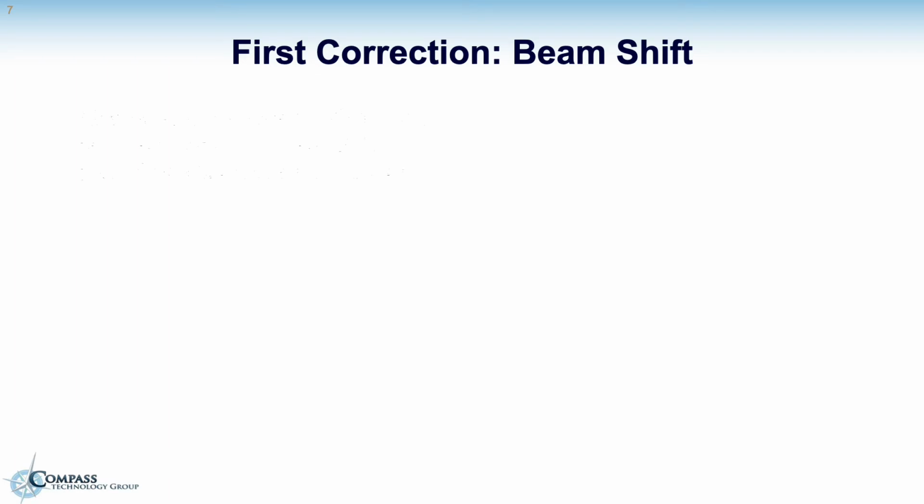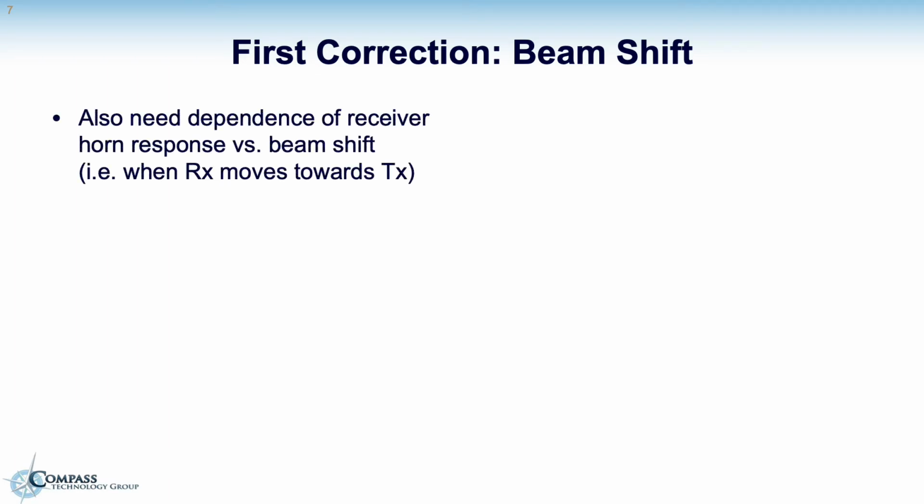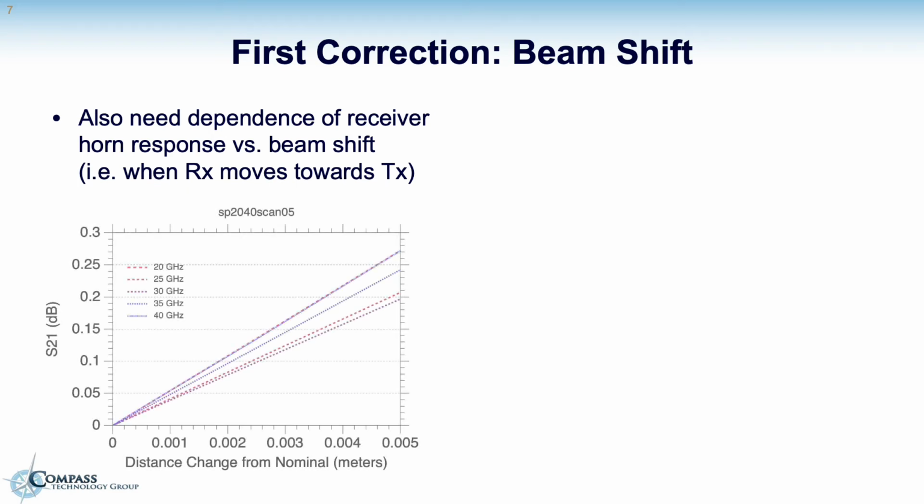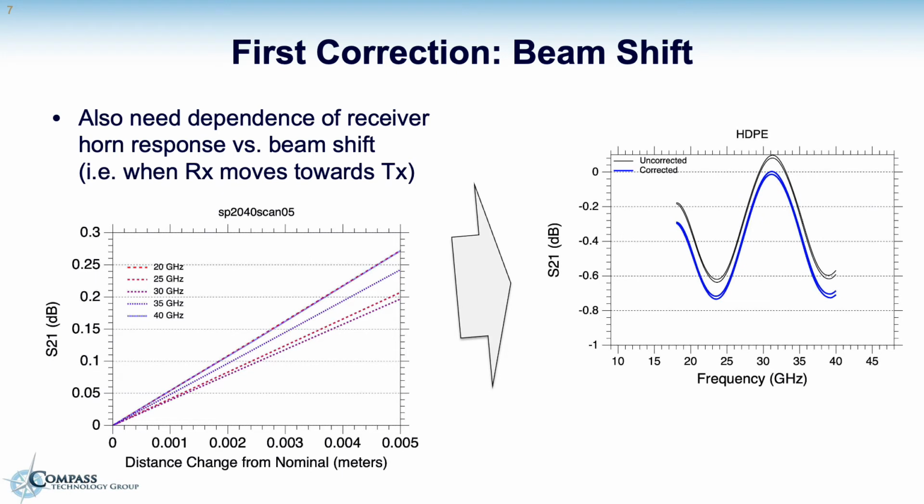The second piece of information we need to apply our beam shift correction is knowledge about what the space loss is. In particular, as we move the transmit and the receiver closer or farther away from each other, there's going to be a variation in the transmission coefficient between them. And so we have to either experimentally or with computational models determine the relationship between the distance between the transmit and receive and the actual transmission coefficient between them. When we have that extra piece of information combined with an estimate of what the beam shift actually is for a given sample, we can then combine those to apply an actual correction.